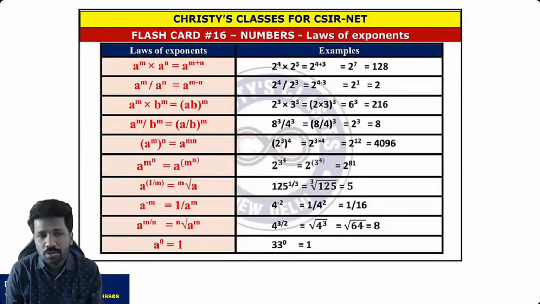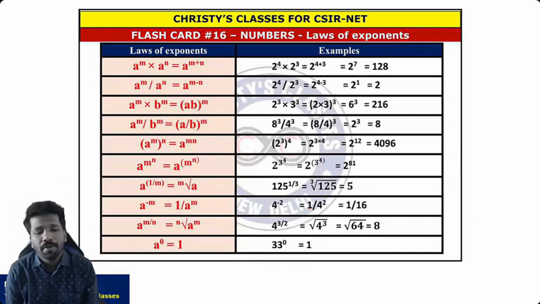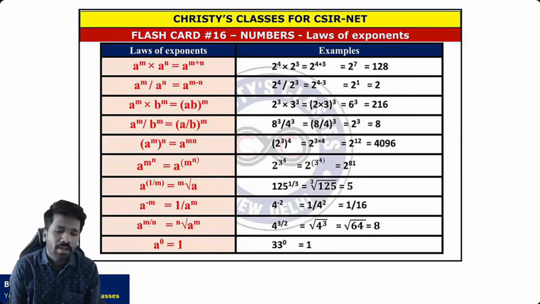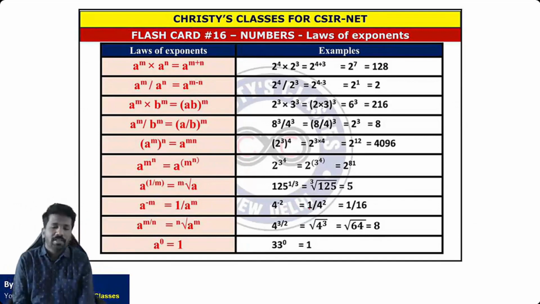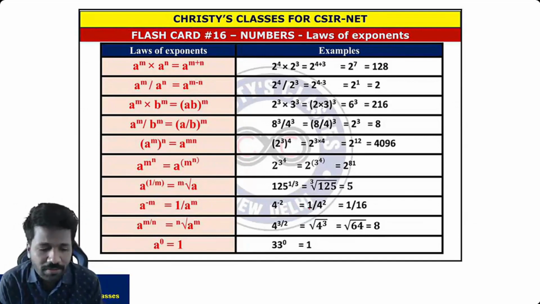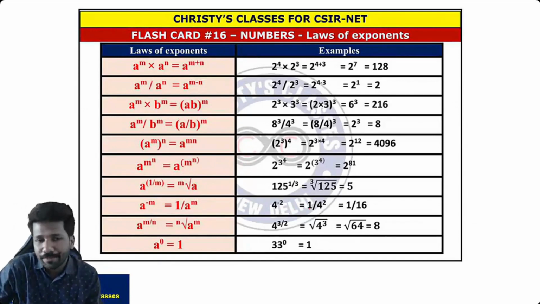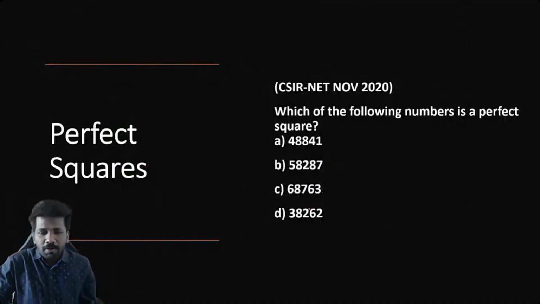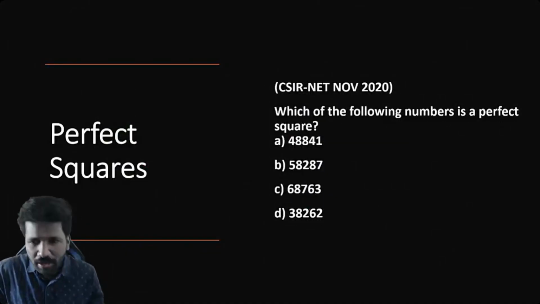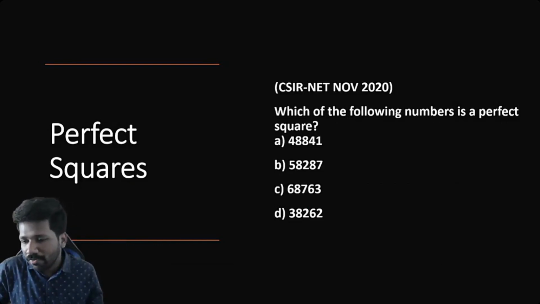So laws of exponents, you should know when same base, how to multiply and divide. When same power, how to multiply and divide. Power of power, how to calculate. Negative power, कैसे calculate करना है. Fractional power, कैसे calculate करना है. Zeroth power, कैसे calculate करना है. ये सब important है. So next, perfect square identification. ये laws of exponents का ही एक extension है. Perfect square identification.